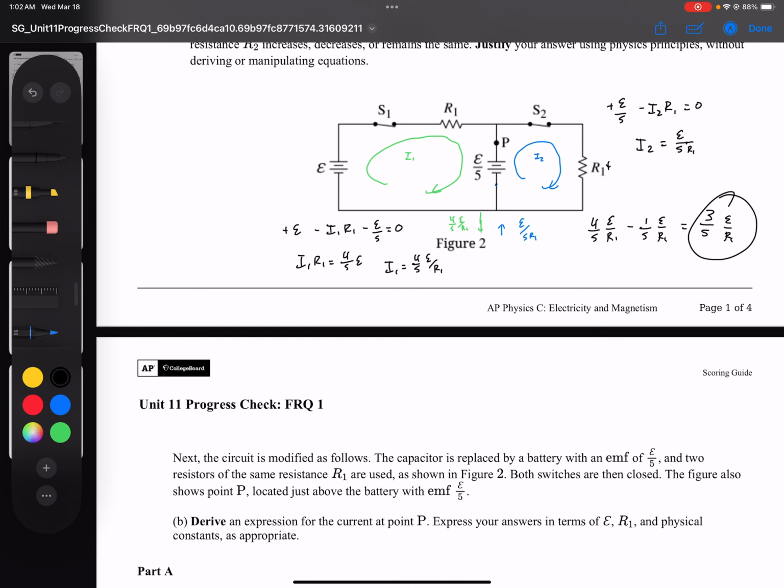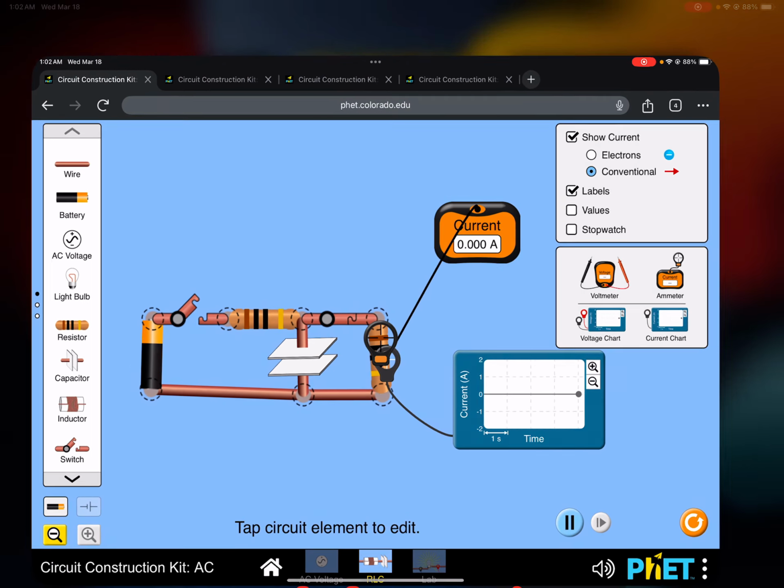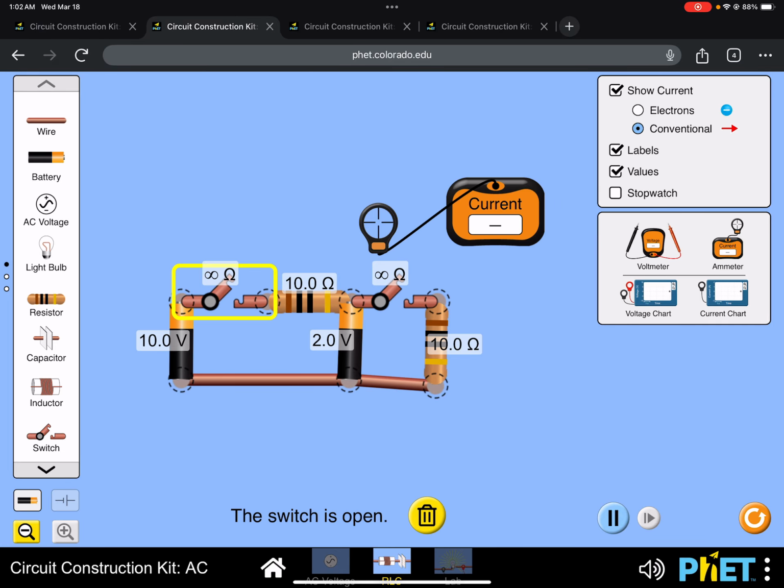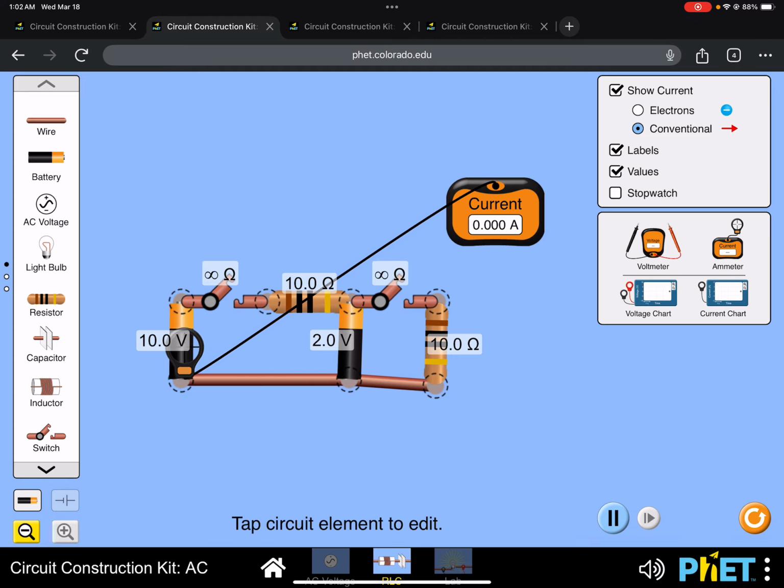Now let's simulate it. Again, I think it's so much easier to understand circuits if we can visually see what's going on. So here I built a circuit for part C, and I am using actual values here. I have 10 volts for the EMF of the left-hand battery, and then the battery in the middle is going to have a voltage of 2 volts, because that's epsilon over 5. And then I put these two 10 ohm resistors to represent R1.